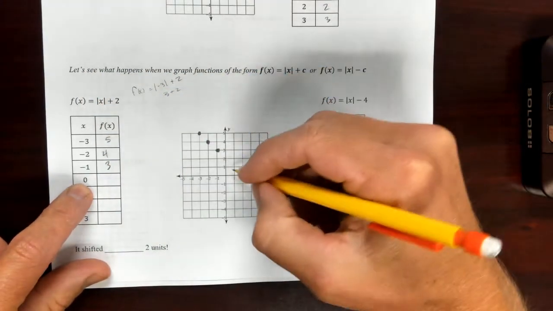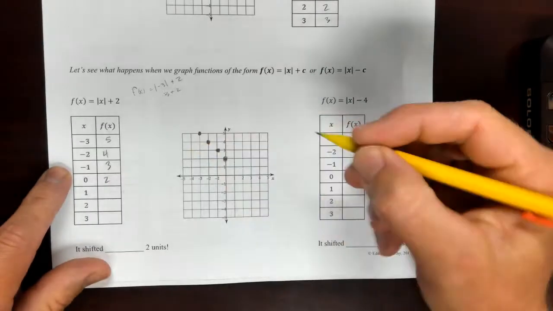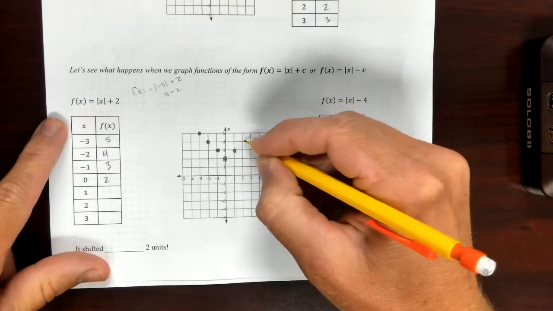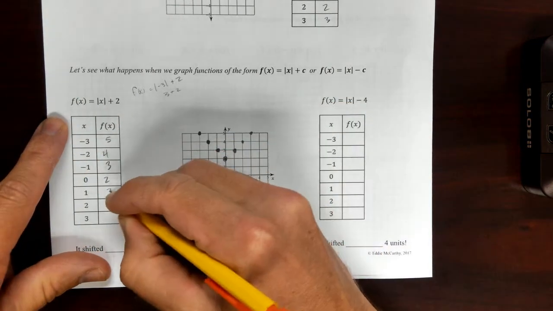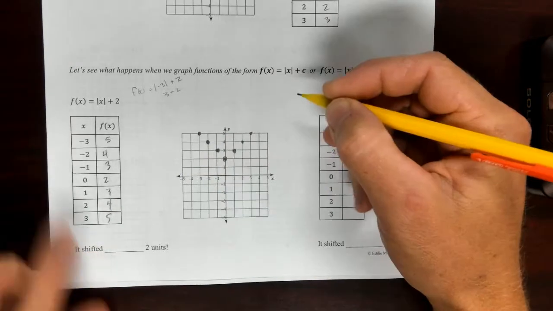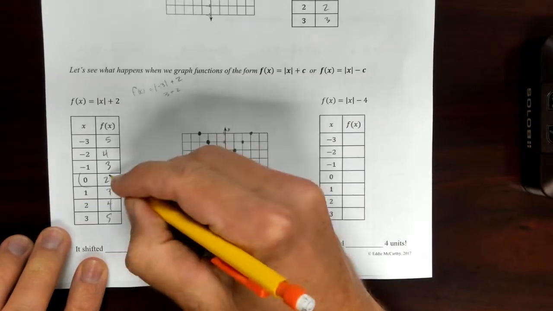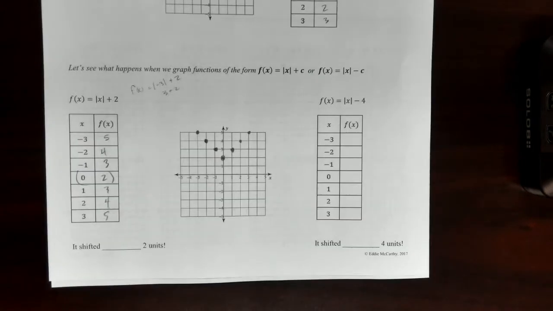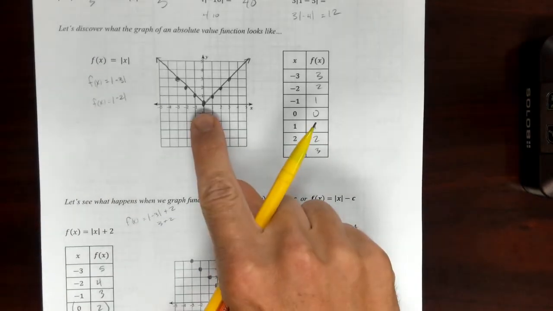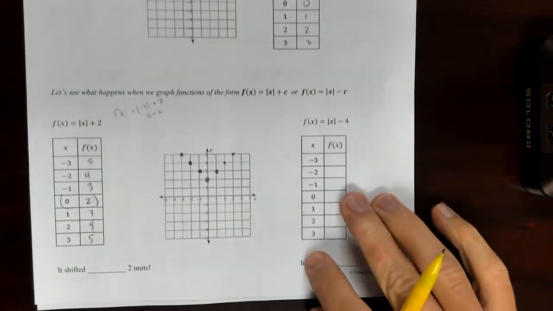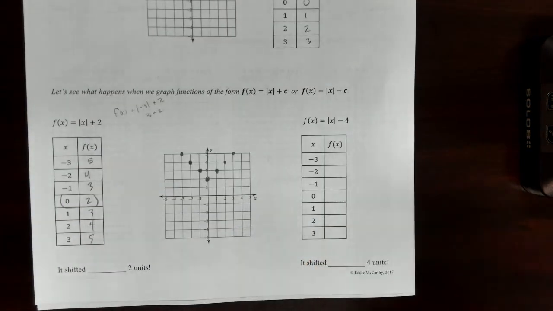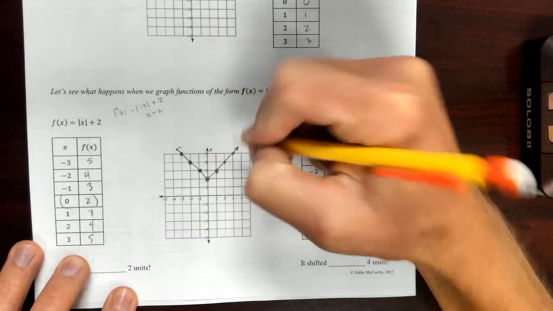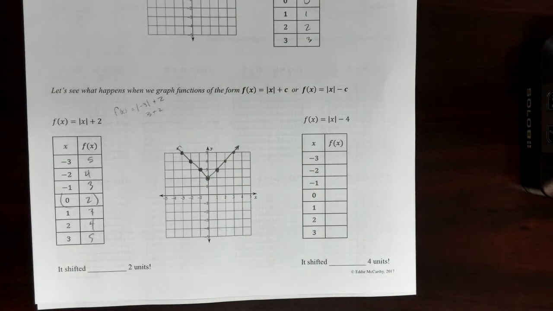Alright, plug in 0, you get 0 plus 2. There it is. Plug in 1, you get absolute value 1. 1 plus 2 is 3. And then 4 and 5. Alright, so now we notice that the vertex, okay, the changing point on the graph is at 0, 2. Okay, if we go back up to my parent function, it was at 0, 0. Okay, alright, let's go and let's graph the next one. Let me get out a pen so that I can show you the difference.